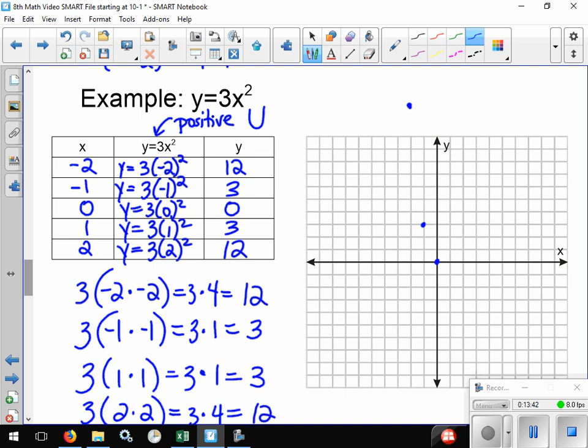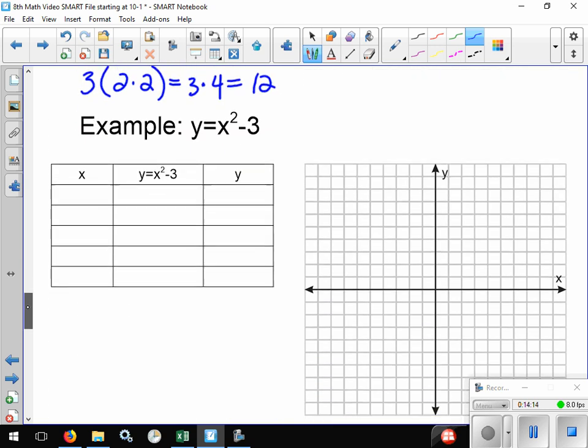Okay, and then we go over positive 1. So positive 1, up 3, 1, 2, 3. And then we're at positive 2, 1, 2, and up 12. And again, it's approximately here. So you see, okay, yep, not the nicest little u, but it is a u. It is a u. And it's a positive quadratic function. And it looks like a u because the 3 is a positive 3.